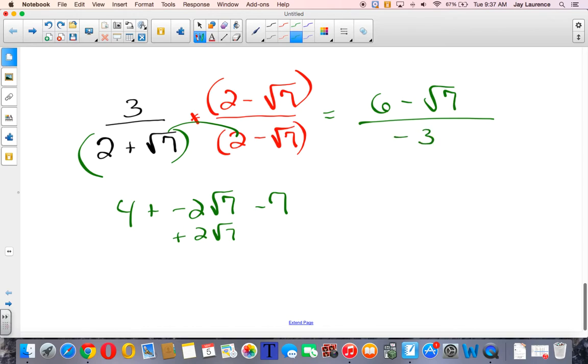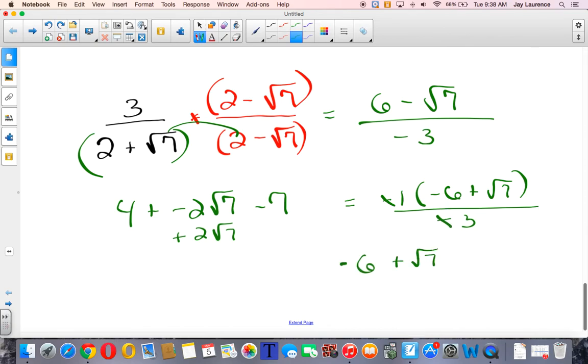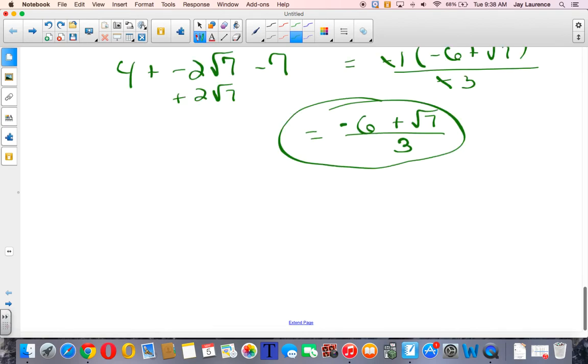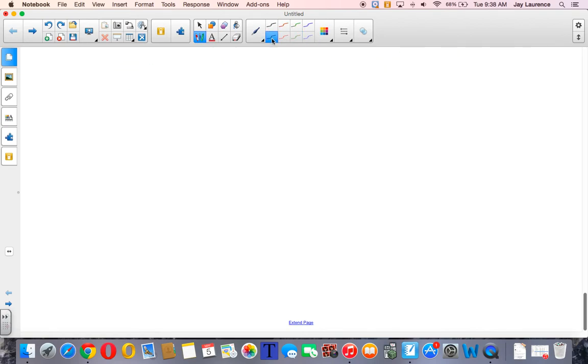Okay, there you go. Now you can do some things with that negative if you wanted. You can factor out a negative 1 in the numerator, get a negative 1 times a negative 6 plus rad 7, and then divide by negative 3. That would allow these two negatives to cancel, and so I would have a negative 6 plus rad 7 over 3. That should be the simplest answer there. Okay? I better do one more of those.